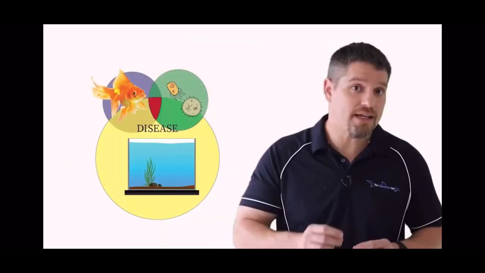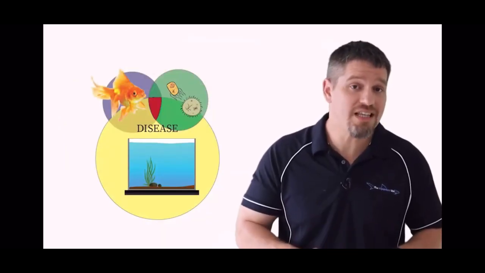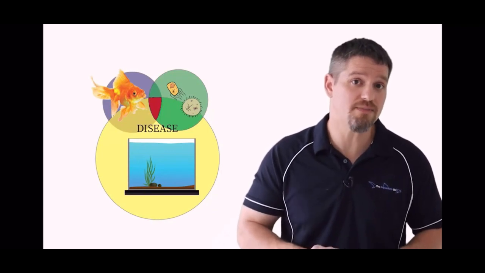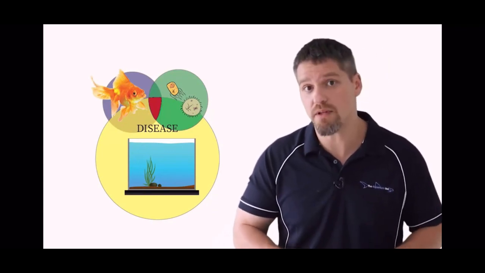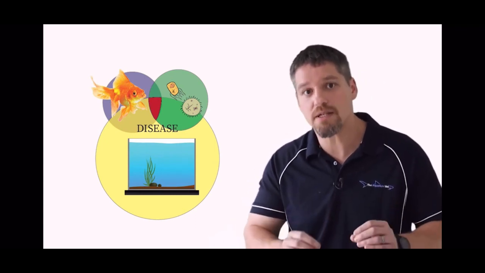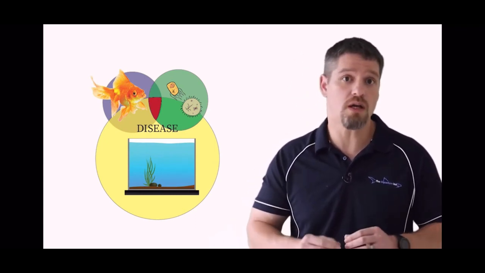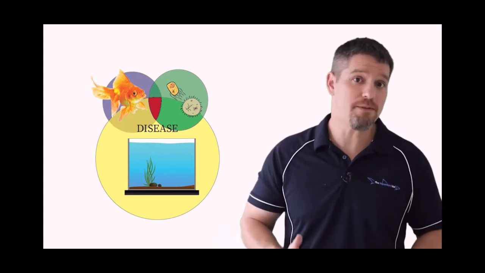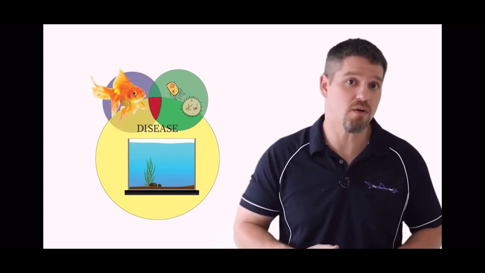However, understanding and maintaining the third circle significantly reduces the likelihood of these pathogens becoming an issue in the first place. So let's talk about that third circle, and that's the environment, particularly poor water quality, which is responsible for up to 90% of the health problems that we see in aquariums.